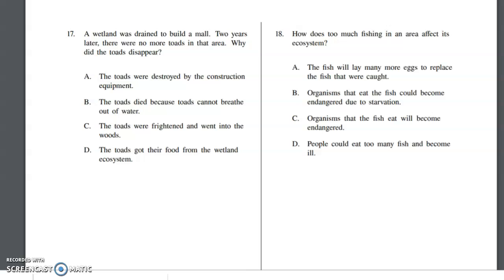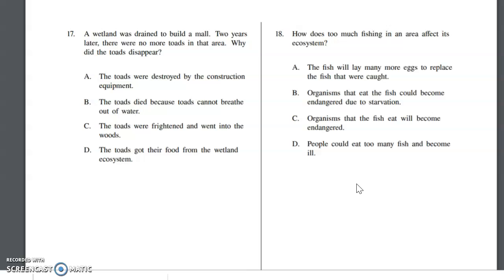C says the toads were frightened and went into the woods. Some of them may have, but probably not the whole population. D says the toads got their food from the wetland ecosystem. Think about wetlands. Flies, mosquitoes, those kind of things like wetlands. So D is most likely our best answer there. The toads got their food from the wetland ecosystem. If you take their food source away, then they're going to eventually die out. Everything in the ecosystem is connected. If you change one thing, it's going to change everything else.